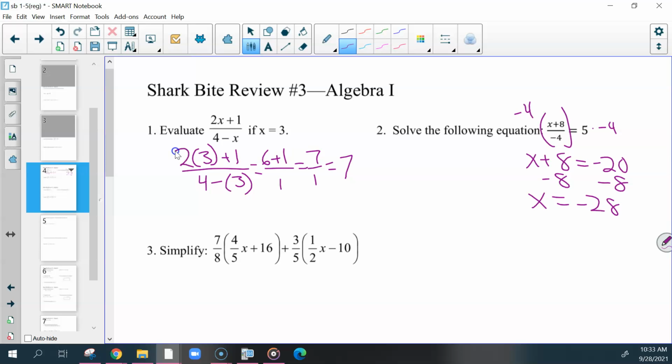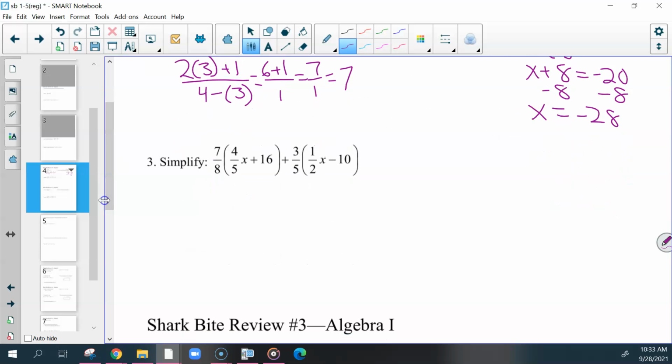Number 3, we needed to simplify, but there's a bunch of fractions we gotta deal with. So multiply 7/8 to 4/5, and then multiply it to 16 as well. So what is that? 30/28. And we'll simplify here in a second. Do some other math.